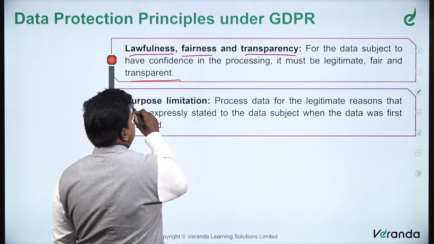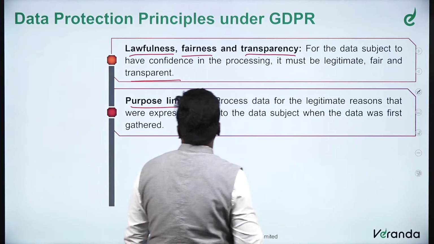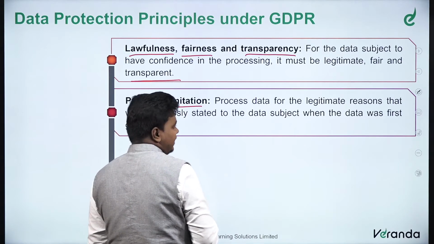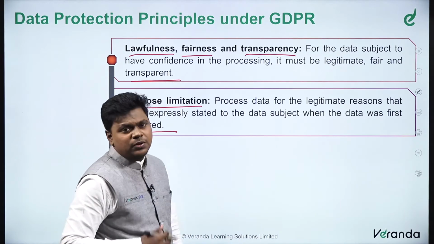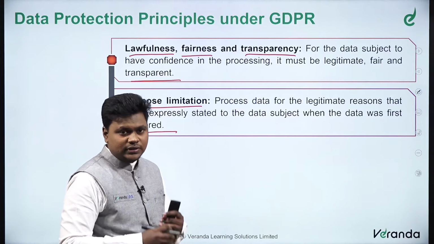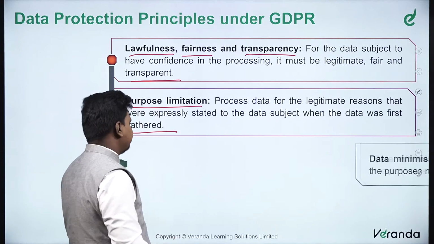Further, the purpose limitation. Process data only for the legitimate reasons that were expressly stated to the data subject when the data was first gathered. So for what purpose was this data actually collected? That purpose should be told, according to the principles of GDPR.